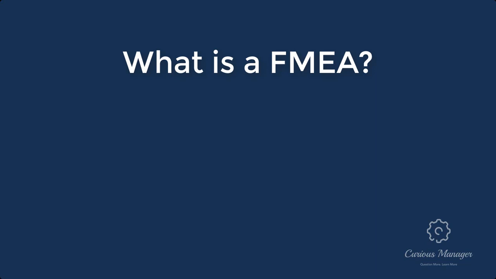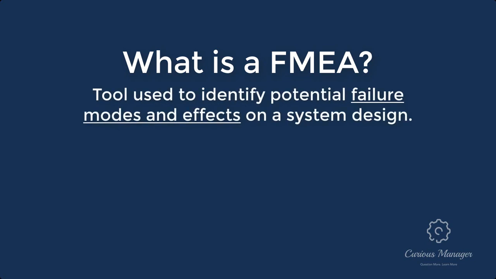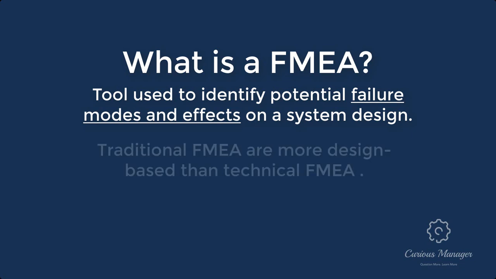A FMEA in general is an analysis tool that is designed to identify the failure modes and their effects on a system design. They are traditionally used during the design phase of a system in a bid to understand the predictability of the components within a larger system. A traditional FMEA is more design based.